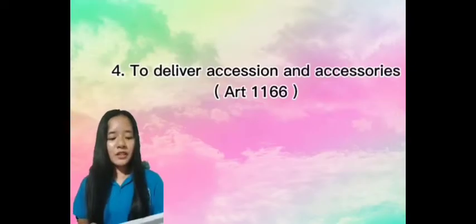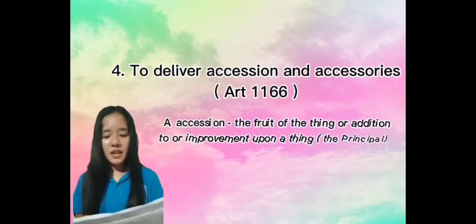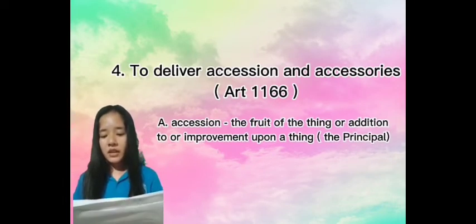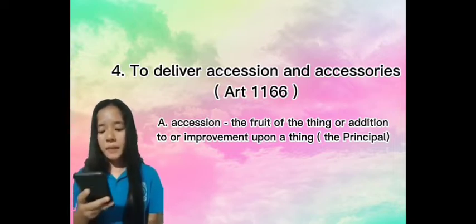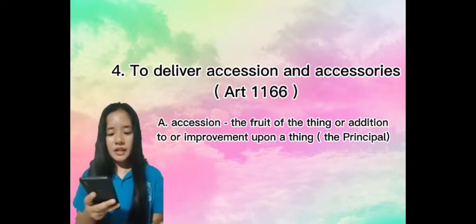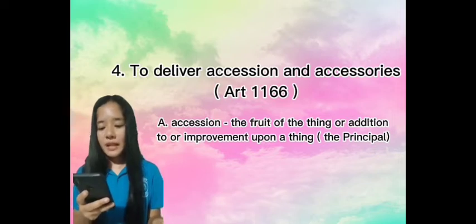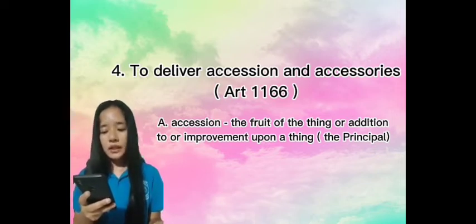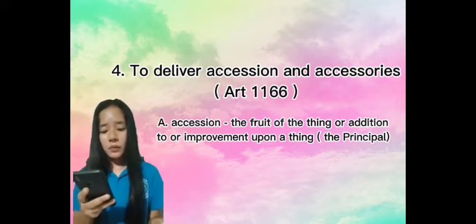Number 4. To deliver accessions and accessories. Letter A. Accessions: the fruits of a thing or additions to or improvements upon a thing. The principal thing can still be used whether or not there are accessions. It includes everything produced by a thing as well as all that is incorporated or attached with it, may it be natural or artificial. Accession discreta is the right to the fruits.